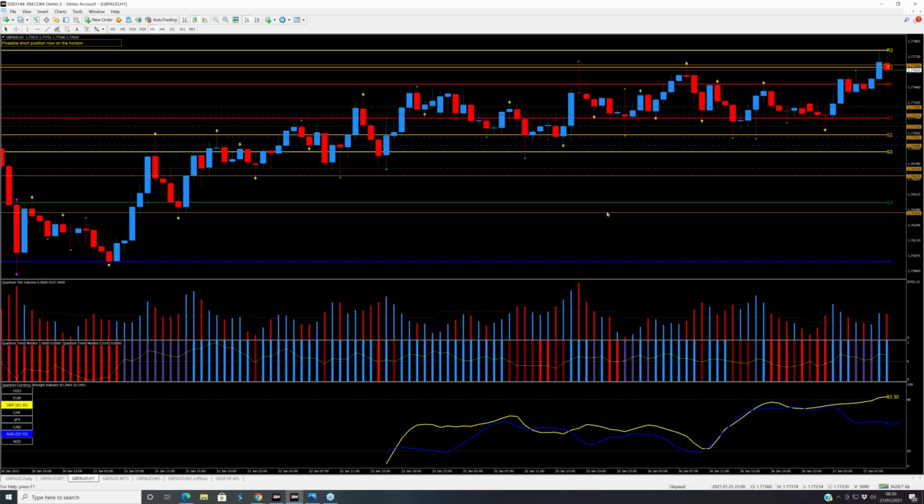The solid lines are thicker. The hatch lines are areas that are not so strong. They're slightly weaker, so price is likely to go through much more quickly, whereas on a solid line, it's been tested on more than one occasion, so the line is a little bit thicker.